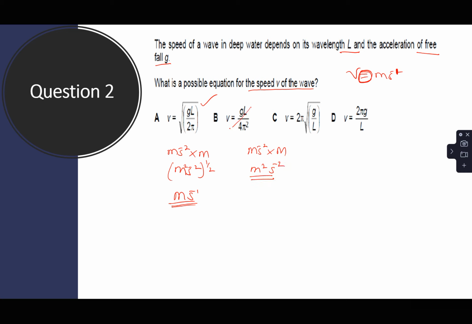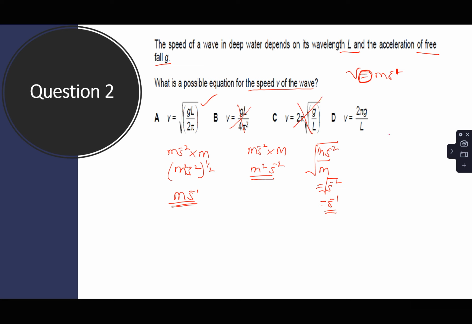So it means we cannot accept B. We can check C. G is meters per second squared divided by L, which is meters. This would give us seconds power negative 2. Of course, when you find a square root, because there is a square root, it becomes seconds power negative 1. This is not a unit for speed, so we cannot accept this equation.